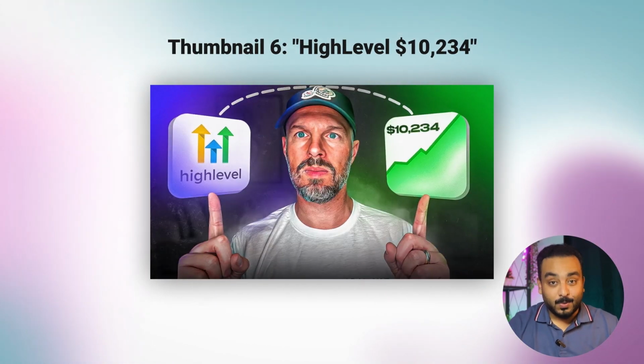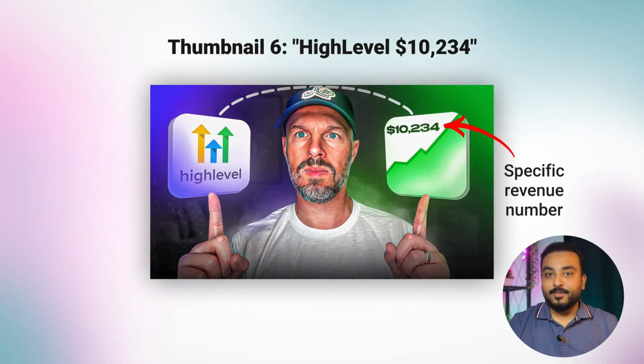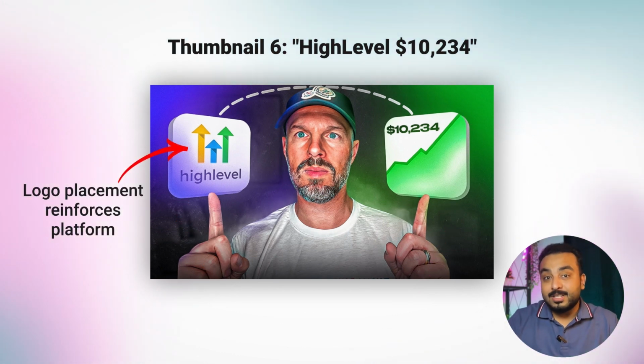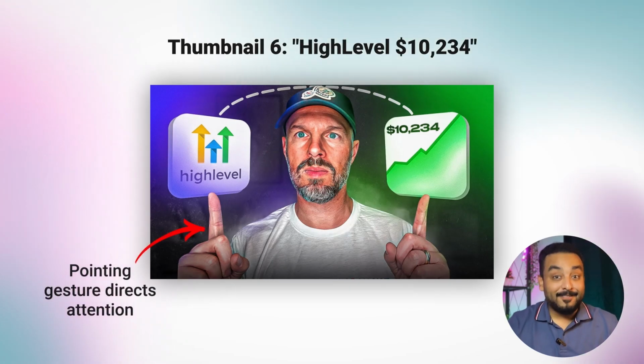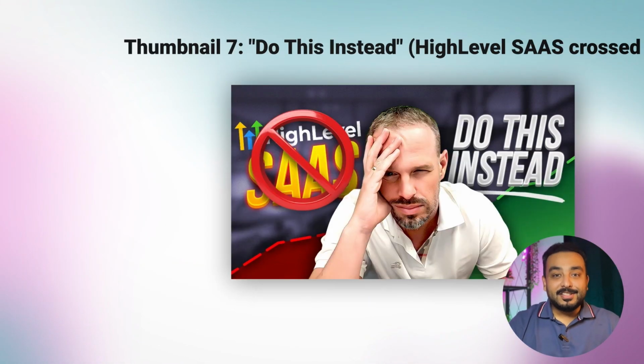Next one, why this works. We've actually used two cards showing comparison. Like before, we've got specific revenue numbers, and we've got a logo placement that reinforces the platform. And we finally have him with pointing gestures that direct attention towards where we want the eyes to go. We used a green gradient background to make everything pop. So here's the next one.